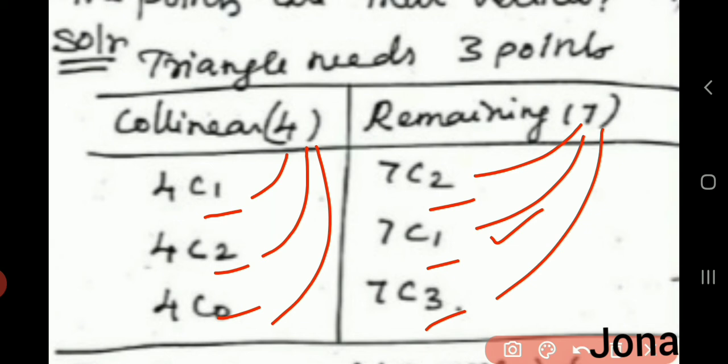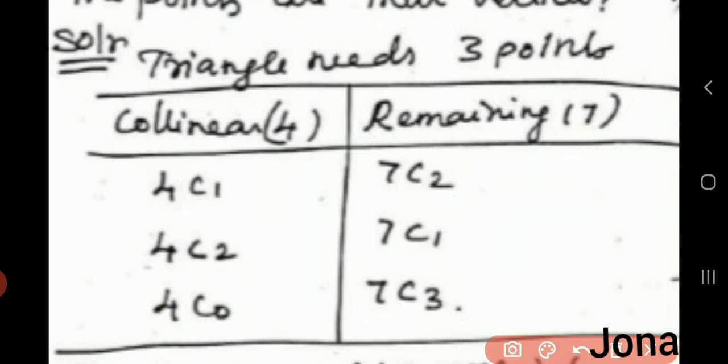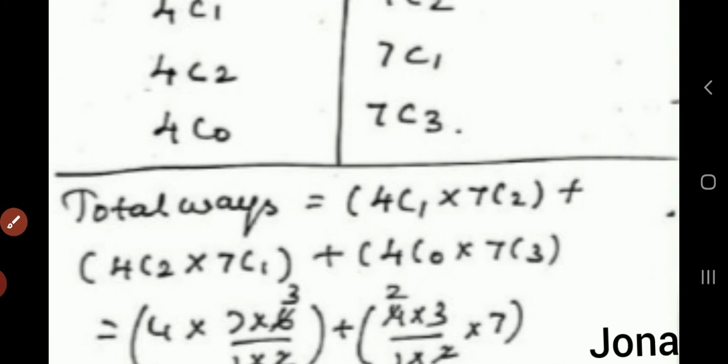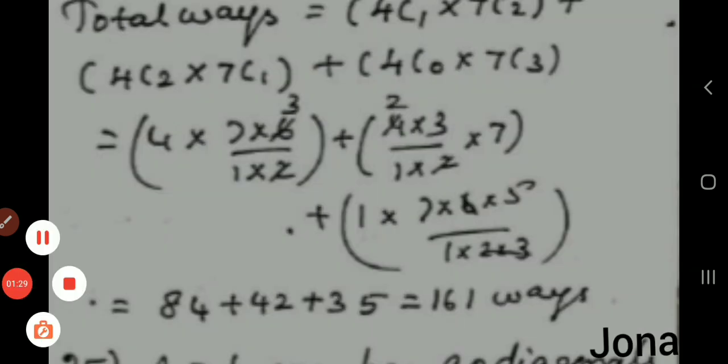So we have to calculate the number of ways like this: 4C1 into 7C2 plus 4C2 into 7C1 plus 4C0 into 7C3 here. So we have like this order, and then simplify the thing. Therefore we can have 84 plus 42 plus 35, which is equal to 161 ways here.